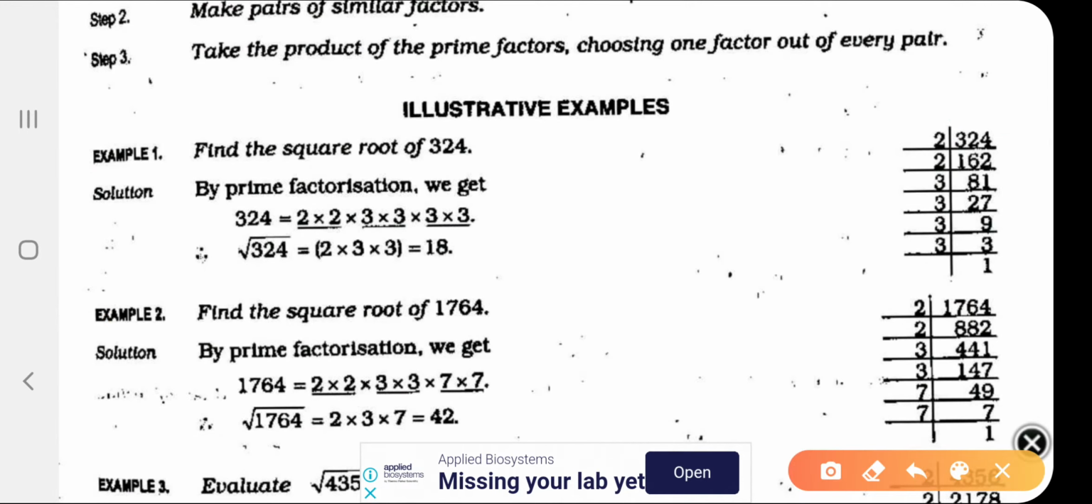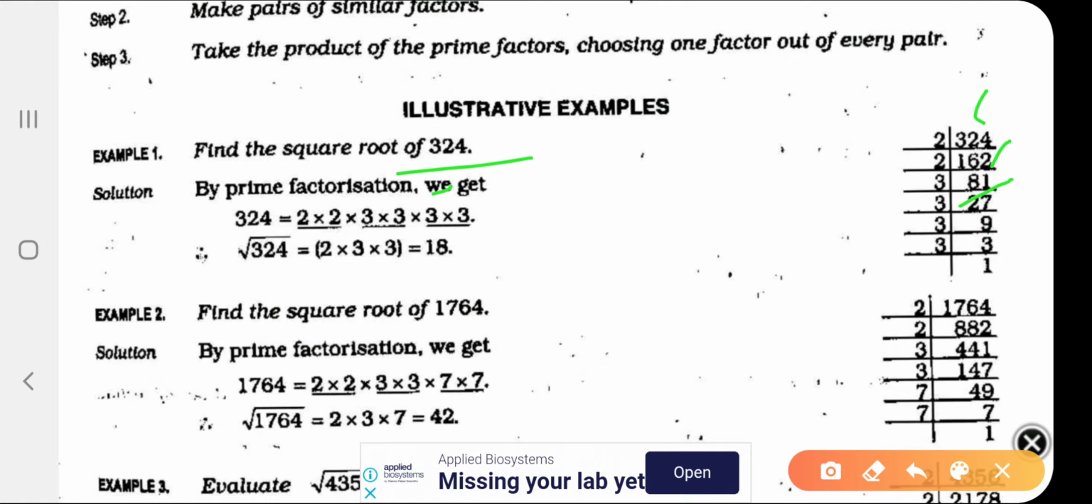The first number is 324. We have to find the square root of it. Simply, as it is an even number and all even numbers are divisible by 2, we can go for it. So when 2 divides 324, we get 162 as a quotient. When 162 is divided by 2, which is again an even number, it gives 81 as the quotient.